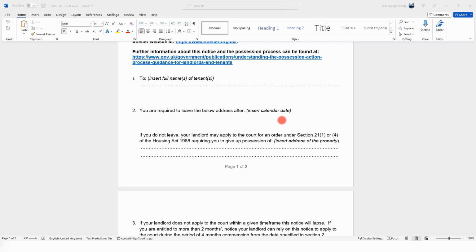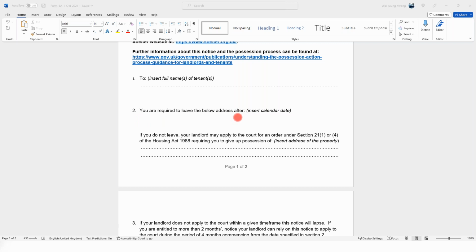They will potentially insert or only give 2 months exactly, and therefore not allowing for service time, which therefore could render your Section 21 notice invalid. The other one that gets people in terms of some confusion, and I totally understand this confusion, is the word after. You are required to leave the below address after a particular date.